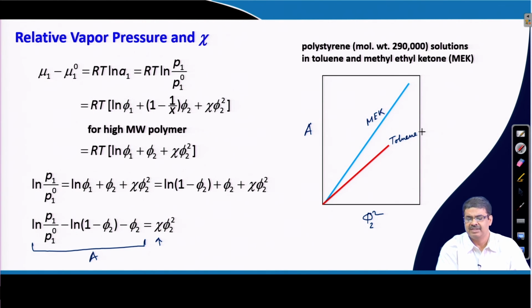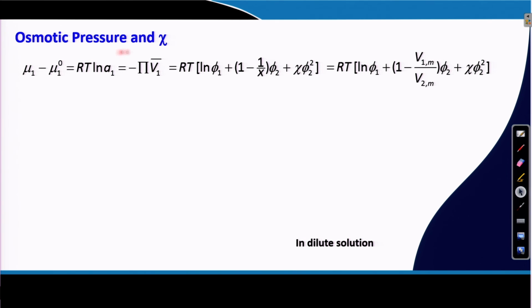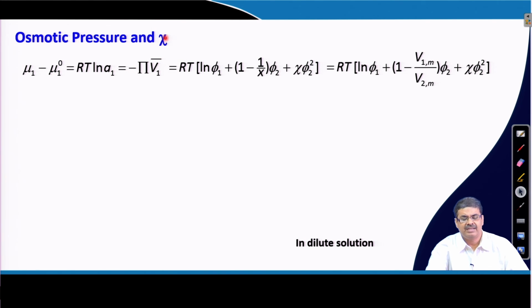So, just by measuring the vapor pressure of the solution, and with knowledge of the vapor pressure of the pure solvent, we can find out the value of the polymer solvent interaction parameter using this equation. We can also use osmotic pressure to determine the polymer solvent interaction parameter, and for this also I will quickly do this expression. These are just mathematical expressions.